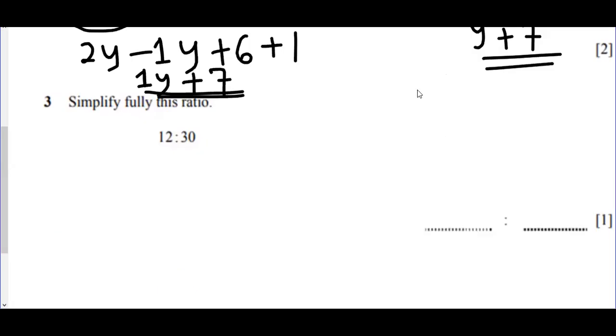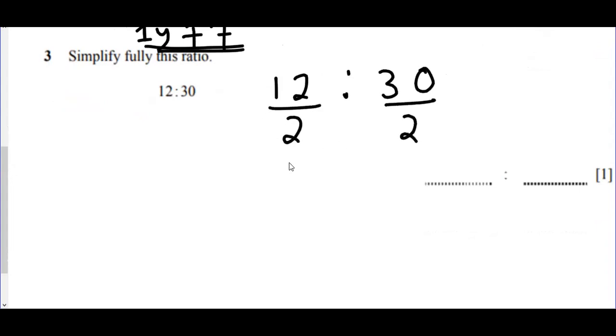All right, now we are back to question number 3. The question says simplify fully this ratio. So what do we do when we are asked to simplify the ratio? It's simple. Let me zoom in on this ratio. We have 12 ratio 30. So what do we do here? We think of a number which divides both of these two numbers. Students, can you tell me the number which divides both numbers here? 2. Very good. So you need to divide by 2 there.